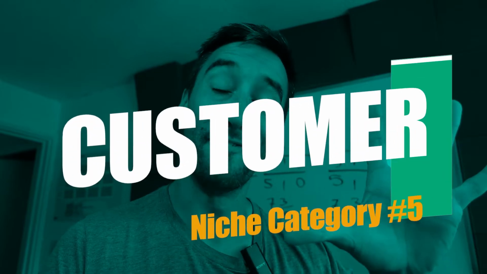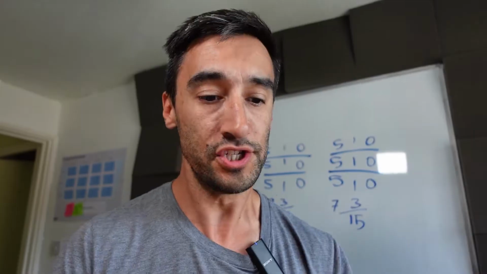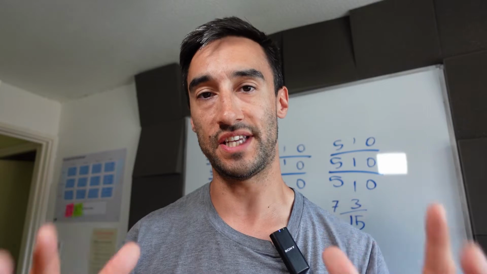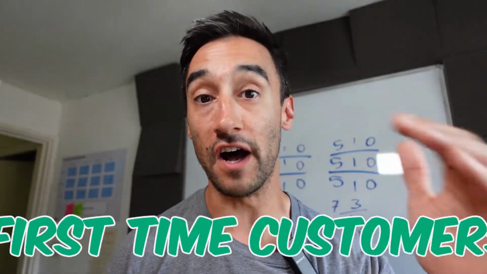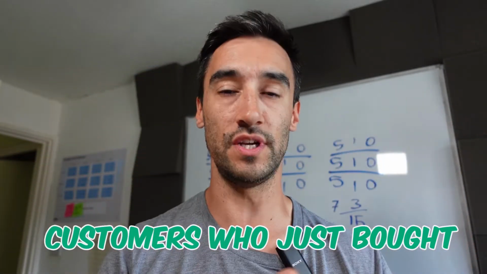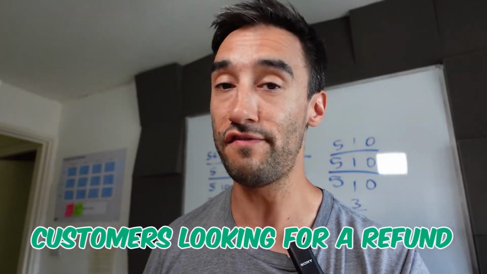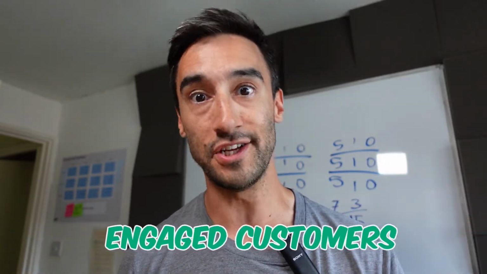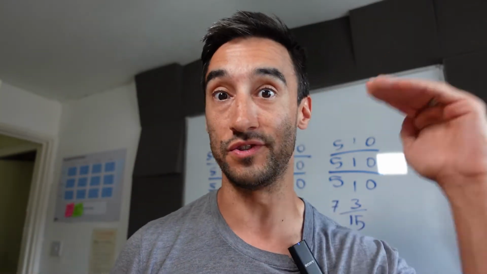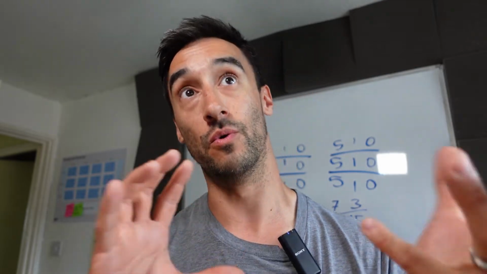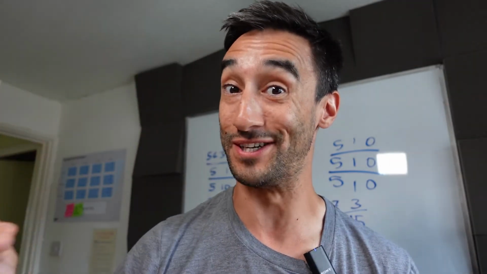And niche category number 5 is the customer. So every business has multiple different types of customer, and customer categories are essentially the stage that they are at in relation to the person selling a product. All businesses have multiple types of customers. You have first-time customers, you have customers who have literally just bought, you have customers who are looking for a refund, you have long-time customers, you have engaged customers, you have unengaged customers, you have 80-20 rule customers, ones who spend a lot of money but don't take a lot of time, or in the inverse, customers who take a lot of time and don't spend a lot of money.